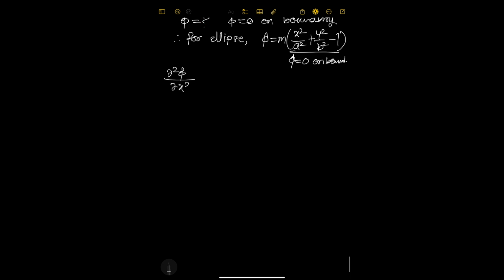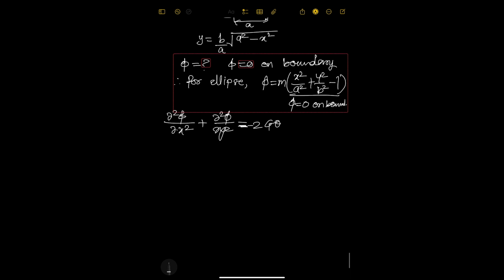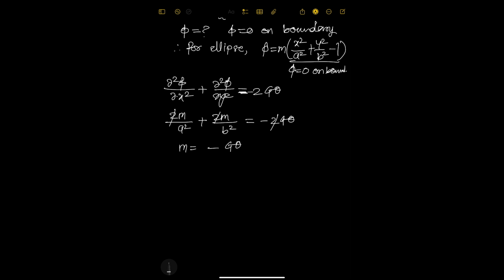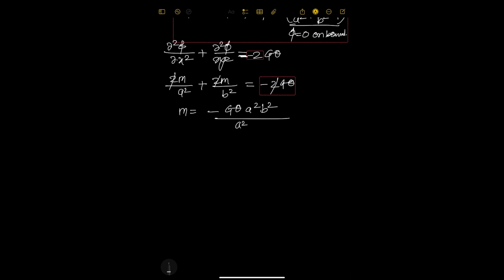So we know this equation, dou square p by dou x square plus dou square p by dou y square, which is equal to minus 2g theta. So if we differentiate this one, we get 2m by a square plus 2m by b square, which is equal to minus 2g theta. So m is equal to minus g theta a square b square divided by a square plus b square.